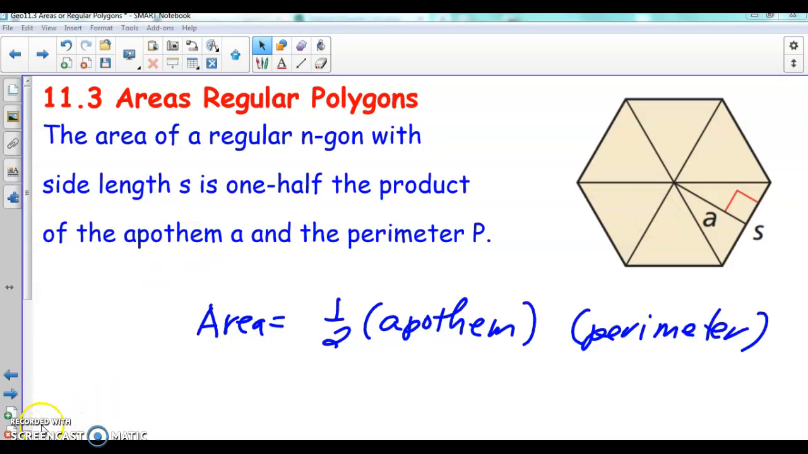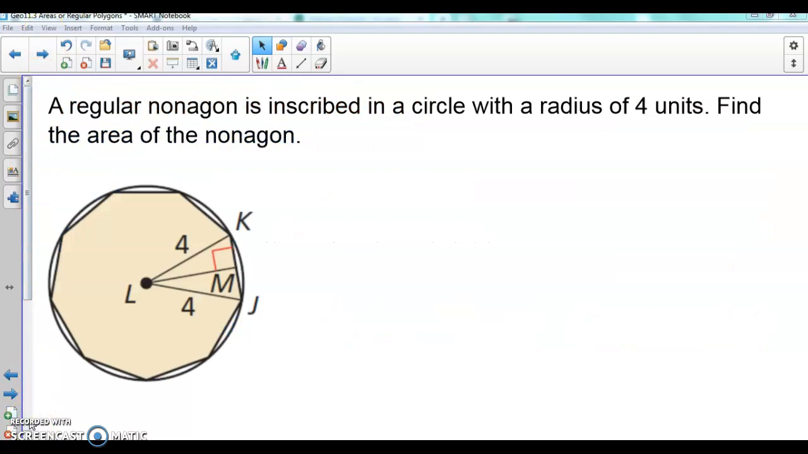So what we're going to look at next is how to use this formula in finding the area of a regular polygon. In this example, we have a regular nonagon, so that means it has 9 sides. The nonagon is inscribed in a circle with a radius of 4 units. Find the area of the nonagon.